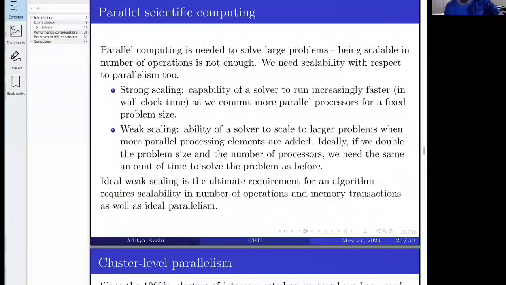Which software do you use for the solver? For the solver, I typically either write my own solvers, or in our research group, we write our own solvers, but yes, you can use any solver. For meshing, there is an open source tool which I use called Gmsh.